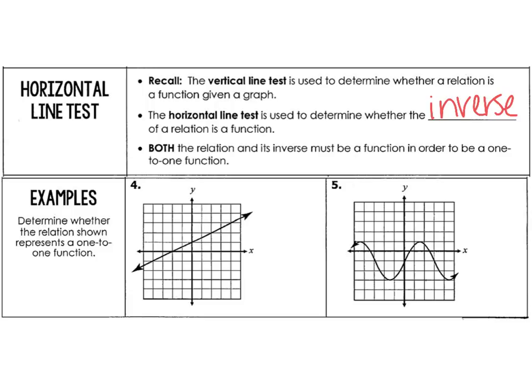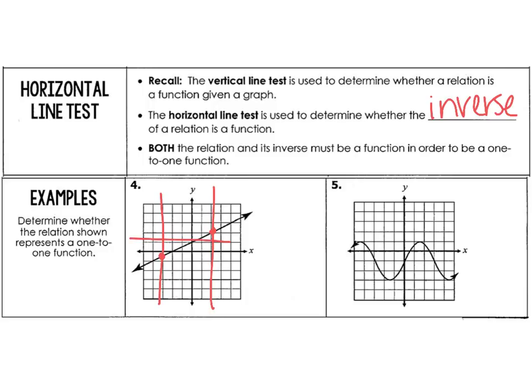Number 4, we want to determine whether the relation shown presents a one-to-one function. So it has to pass both the vertical line test and the horizontal line test. For the vertical line test, if we were to draw a vertical line, it can only touch the graph at one point. If we draw vertical lines, it's only touching our graph at one point. So it passes the vertical line test.